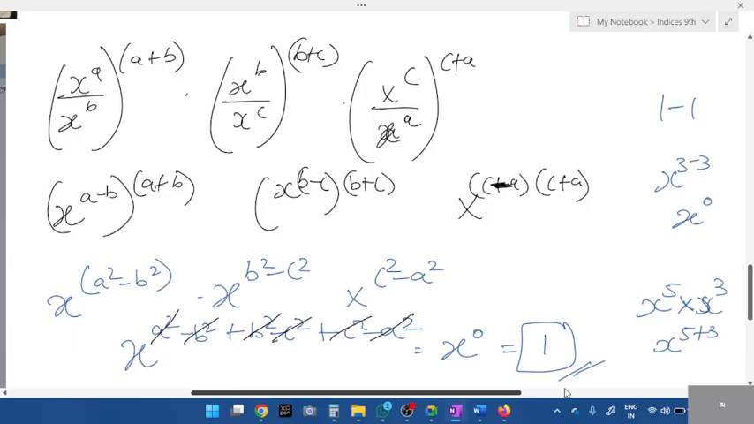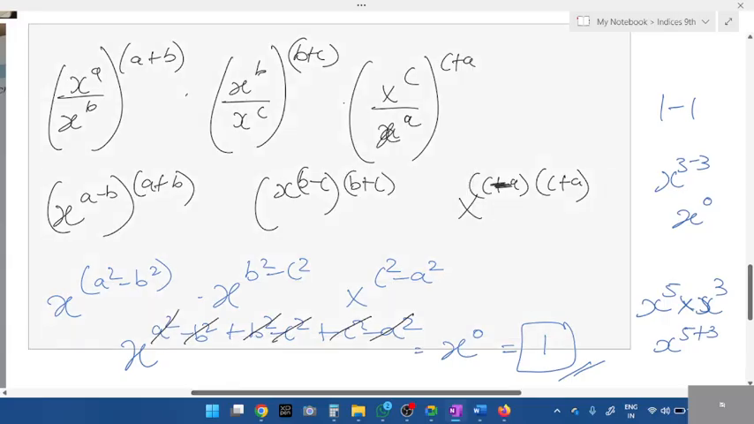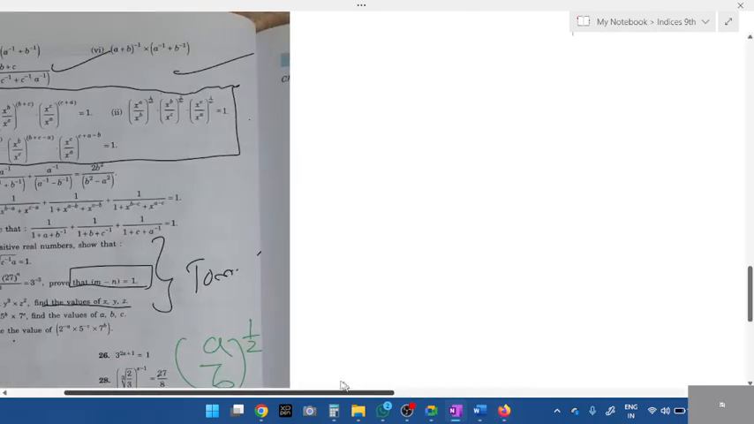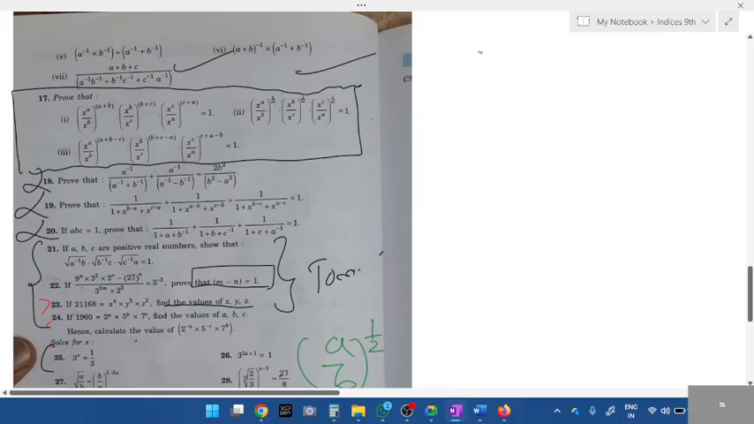Both of you completed? Now, a square minus b square, students. We used a square minus b square. Look at the next one. x^a divided by x^b. What is it given? Can you check and let me know?